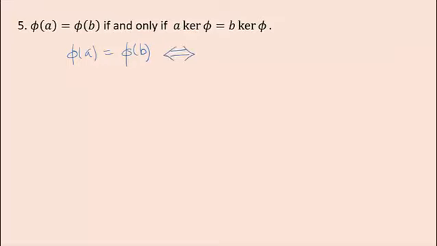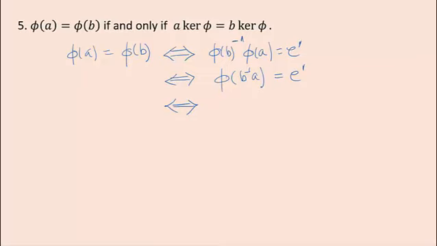I'm just going to do this all as if and only if, because the proof just works backwards exactly the same way. So phi of A equals phi of B means that phi of B inverse phi of A is equal to E prime. Well, it's a homomorphism, so this is true if and only if phi of B inverse A is equal to E prime, which is true if and only if B inverse A is in the kernel of phi.